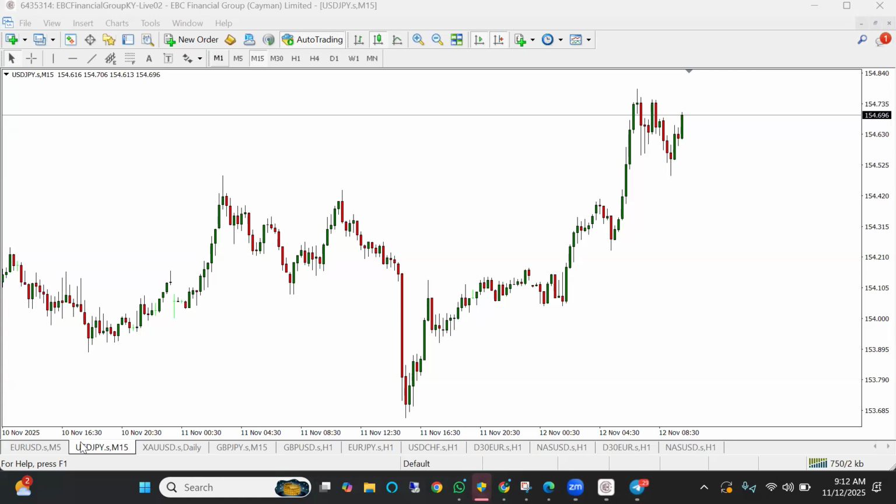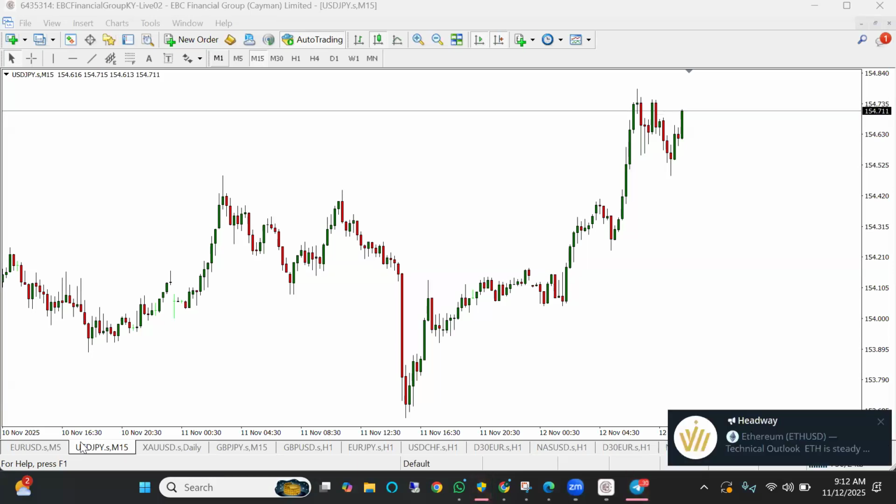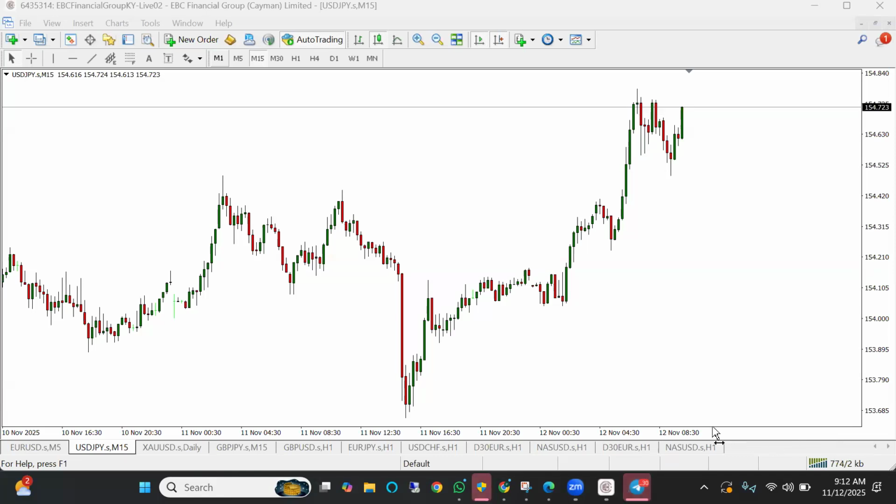So now what's happening fundamentally around the United States and around the global financial markets today? Today is Wednesday, 12th of November 2025. And there's a lot of things happening. Currently, the US government is still on a shutdown, and it's something we need to pay attention to as well.